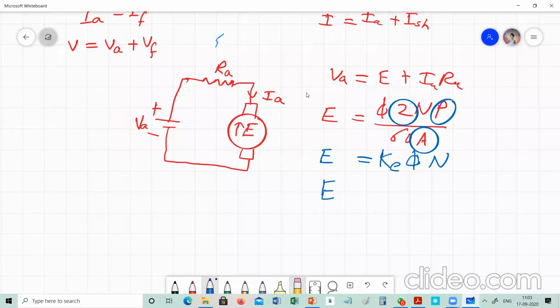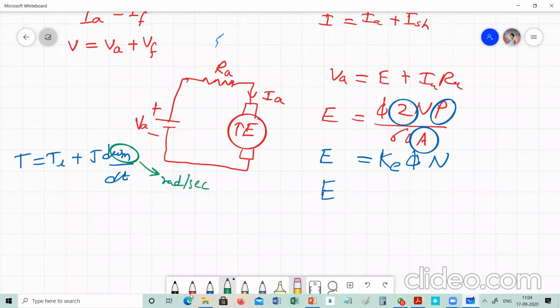In case of the fundamental torque equation, we have defined the equation: T is equal to TL plus J d omega m by dt. Here the speed is denoted by omega m and its unit was radian per second. So we have to write the back EMF equation in terms of omega m, that is in radian per second. So the equation is E equal to Ke phi omega m. This equation we are going to use.